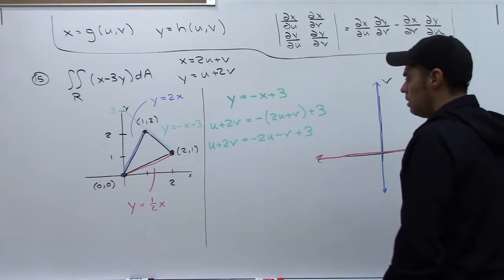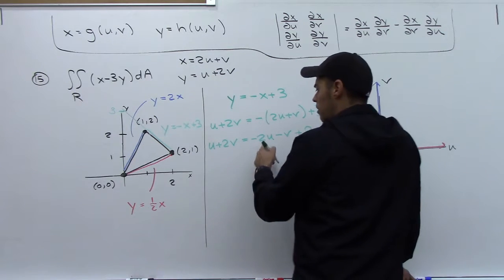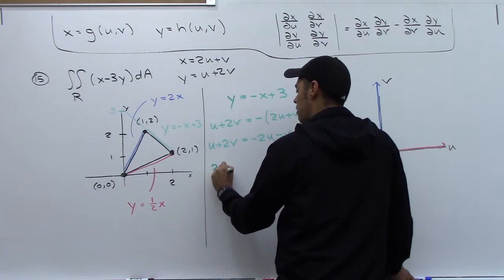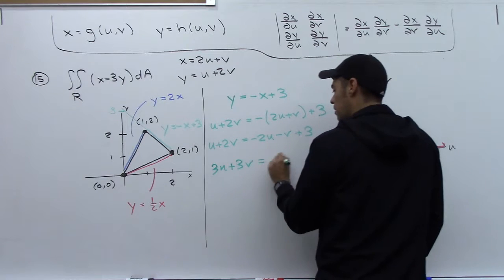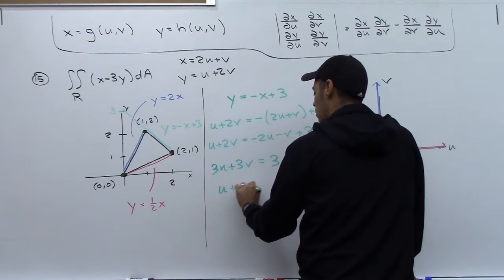And here, neither one of the variables are going to cancel. So move all my variables to one side for right now. Add 2u, I get 3u. Add v, I get plus 3v equals the 3 that's over here. Divide everything by 3, you get u plus v is 1.